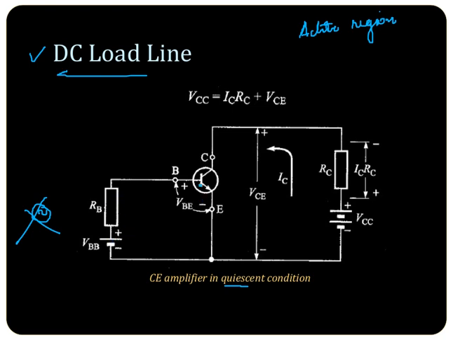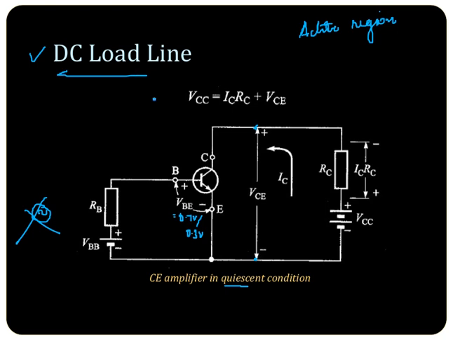And you have the VBE voltage across the base emitter. This is forward biased, which means the VBE voltage will be 0.7 volt or 0.3 volt depending on whether it is a silicon transistor or a germanium transistor. Now VCE is the voltage across the collector to emitter junction, and here you see IC is the current that is flowing, the output current.